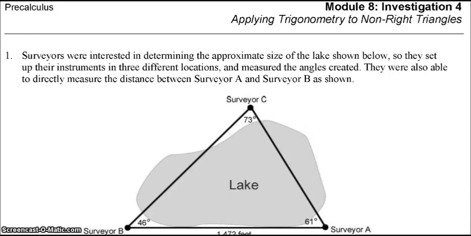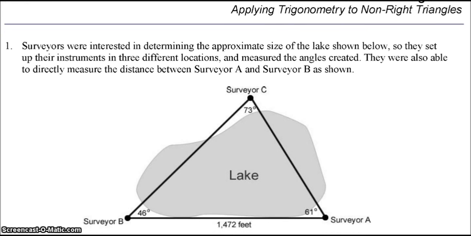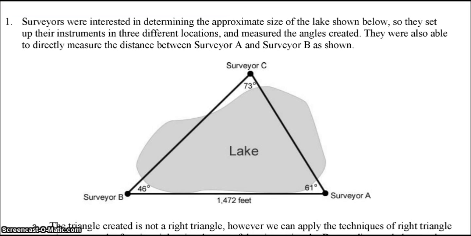Module 8, Investigation 4, Applying Trigonometry to Non-Right Triangles. Surveyors were interested in determining the approximate size of the lake shown below, so they set up their instruments in 3 different locations and measured the angles created. They were also able to directly measure the distance between Surveyor A and Surveyor B as shown.